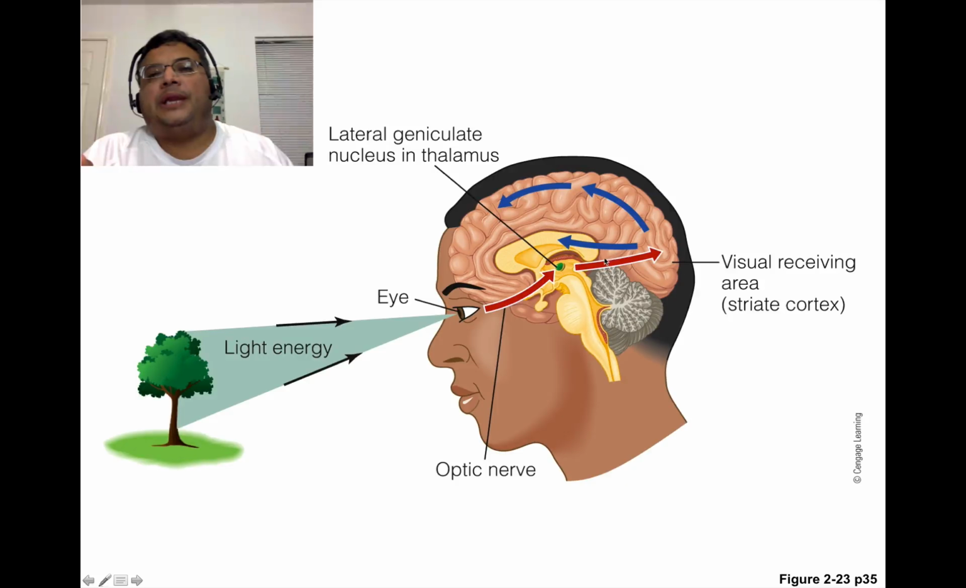From there, it gets relayed to the visual receiving area, the visual cortex, right there in the back of your head, right here in the occipital lobe of your cortex. And then from there, that information is processed, analyzed, and passed on to more forward areas of your brain for further analysis and to make decisions as to what you're going to do with it.